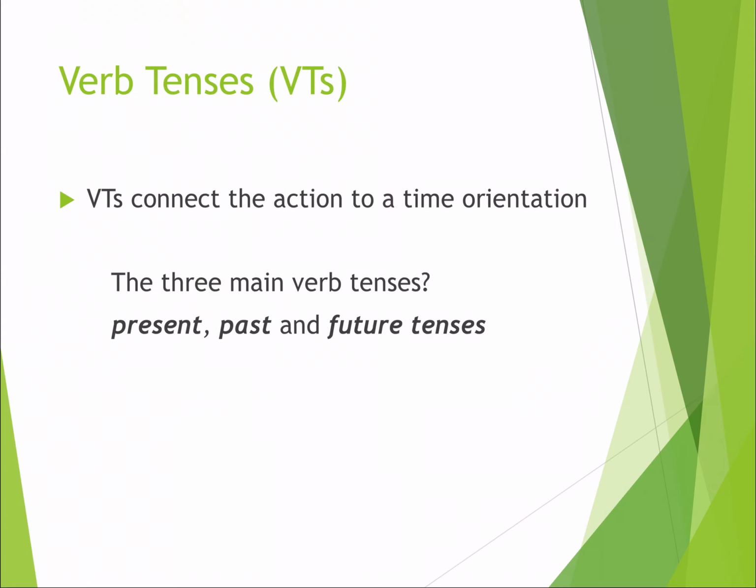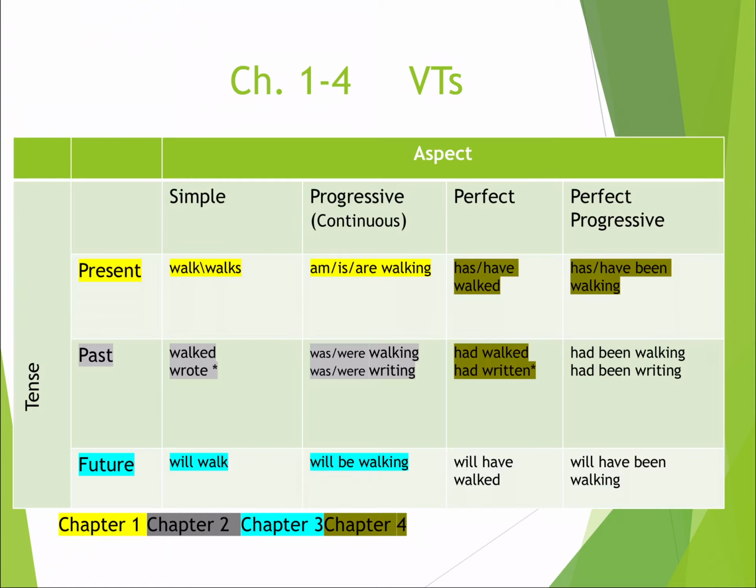Okay, so verb tenses. The verb tenses that we'll study this term will be very useful because verb tenses connect the action or the verb to a time orientation. The three main verb tenses, we usually talk about present time situations, past time, and future tenses. Let's take a look at what this will look like for the term.